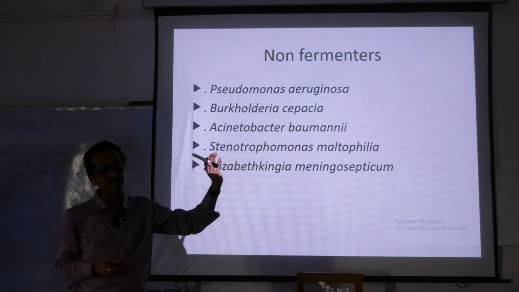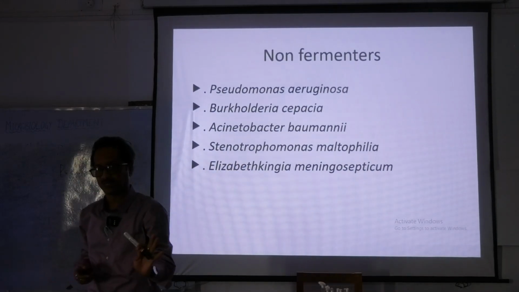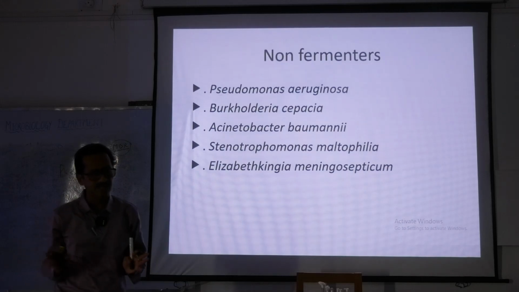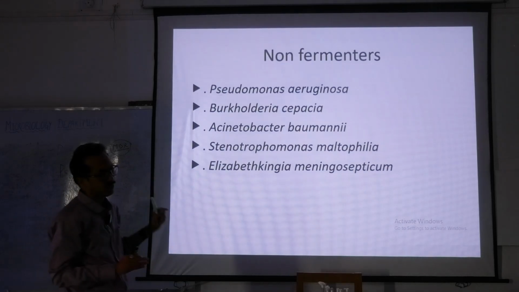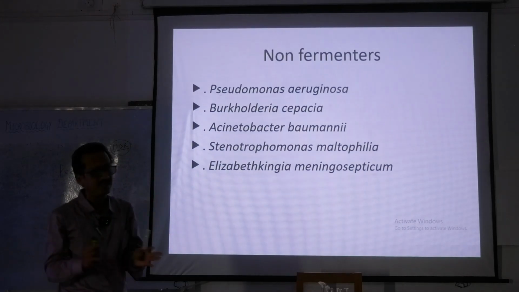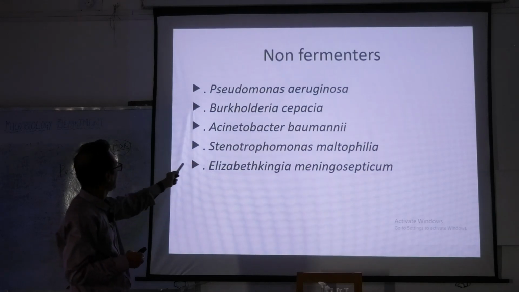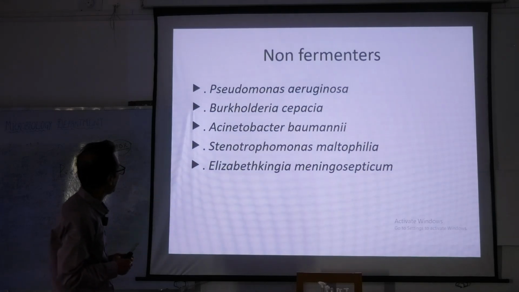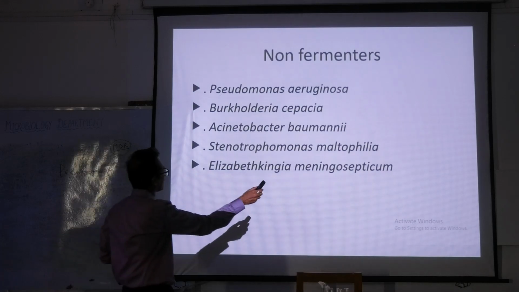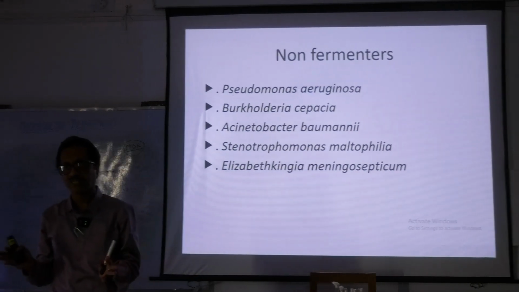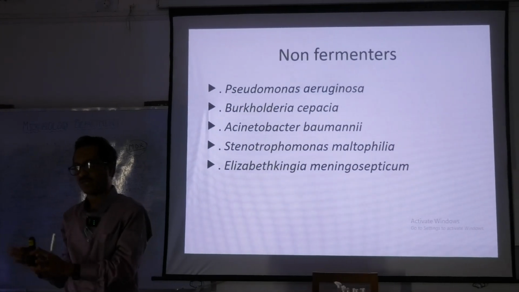What are the other non-fermenters other than Pseudomonas? These are the examples of non-fermenters. One is Pseudomonas aeruginosa, other Pseudomonas species, then Burkholderia cepacia, Acinetobacter baumannii, Stenotrophomonas maltophilia, Elizabethkingia meningoseptica. When you mention it is a non-fermenter, you may be asked to name a few more non-fermenters.